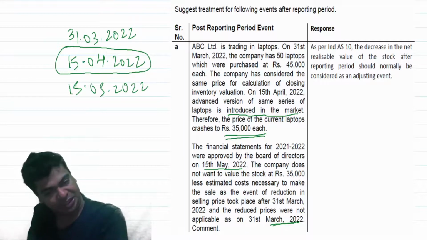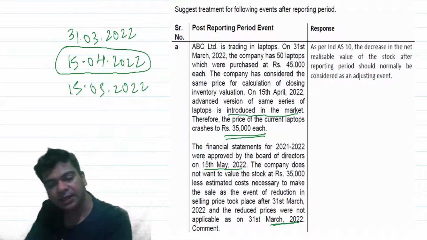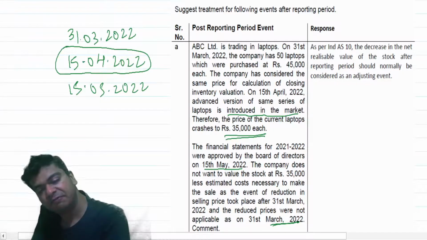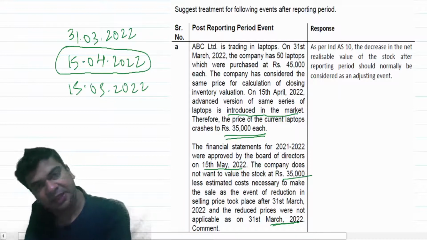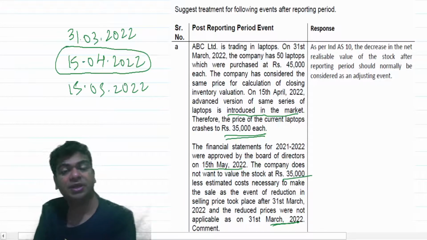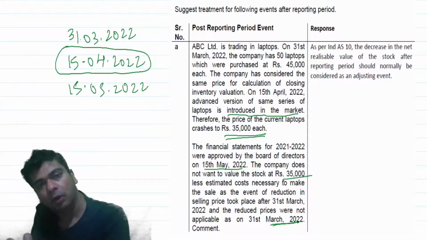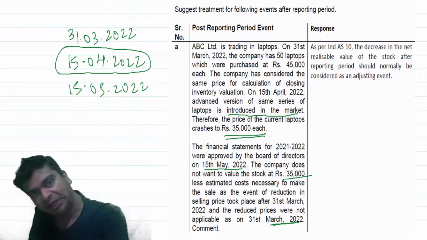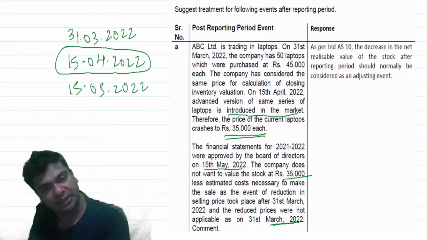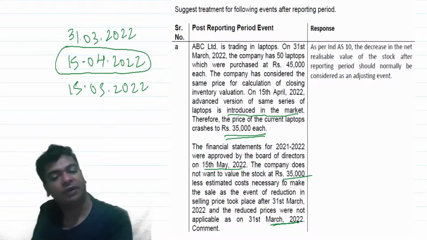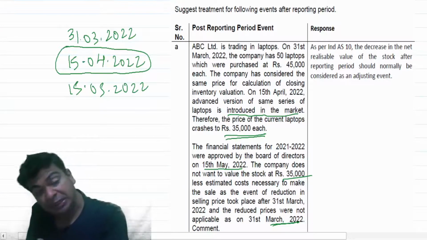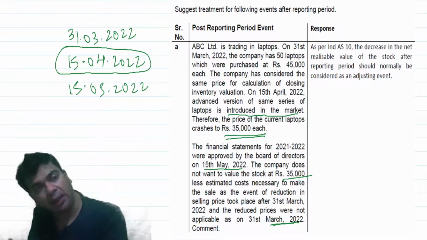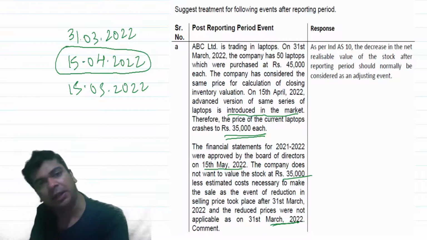Right? The company has taken a position. You can see towards the end of the case, they are saying that the company has taken a position that we don't want to value the stock at 35,000. What they are saying is that this is an event that happened after the balance sheet date and hence it's not applicable. To that extent, they are wrong. If this event is an adjusting event, it will definitely affect the stock valuation. Another thing that they are saying is that these reduced prices were not applicable on 31st March 2022. When you are doing valuation of inventory on 31st March 2022, the main Ind AS that has to be applied is Ind AS 2.